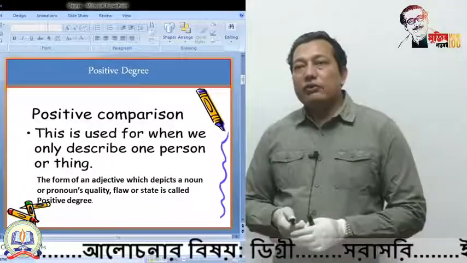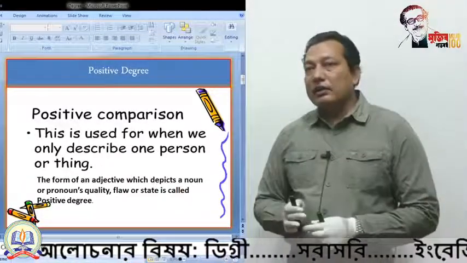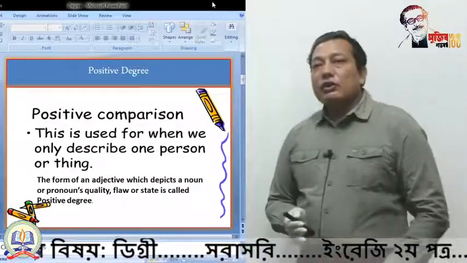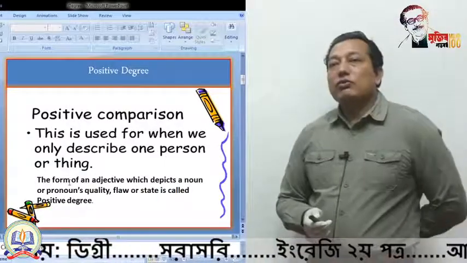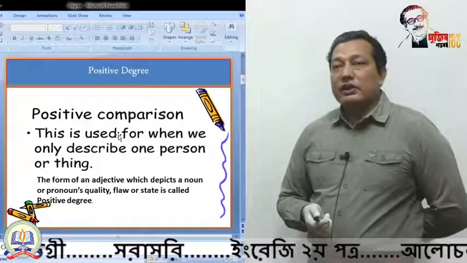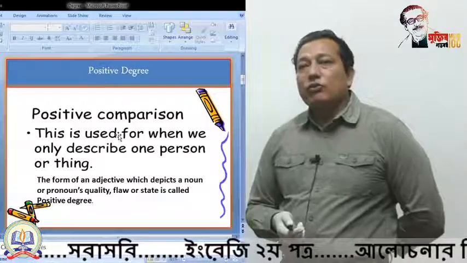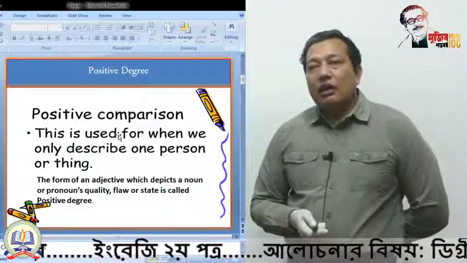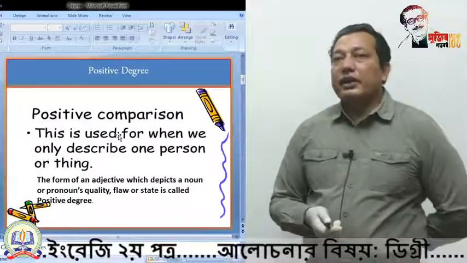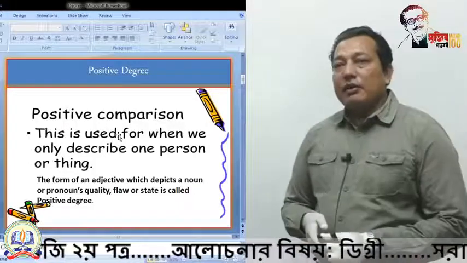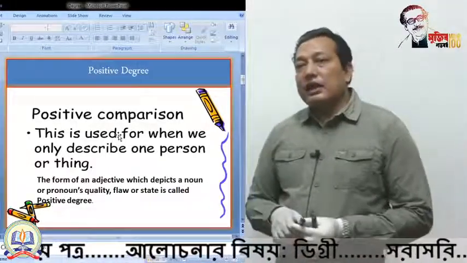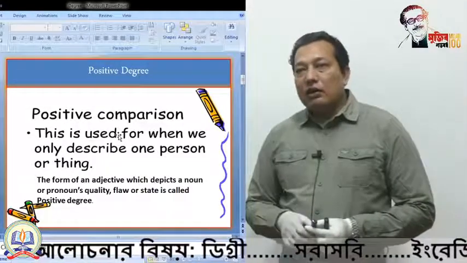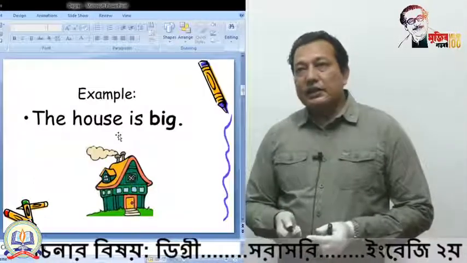This is used when we only describe one person or a thing. That means positive degree or positive comparison is used only for one person's quality or any other quality to describe one person or thing. The form of an adjective which depicts a noun or pronoun's quality, flow or state is called positive degree. That means it denotes the quality of a noun or a pronoun.